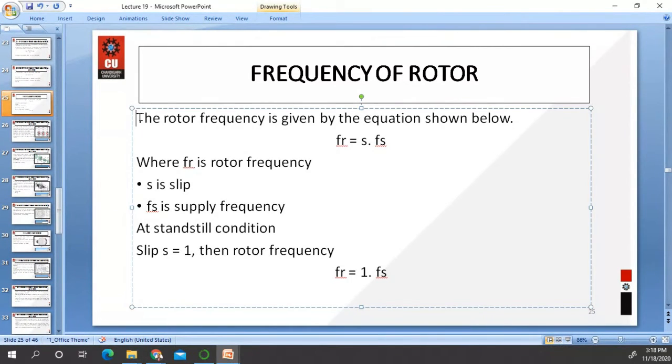Clear. So the rotor frequency is given by the equation Fr equals S into Fs. Here Fr is the rotor frequency, S is the slip, and Fs is the supply frequency. At standstill condition, when slip is equal to 1, the rotor frequency Fr is equal to Fs. So what does this mean?